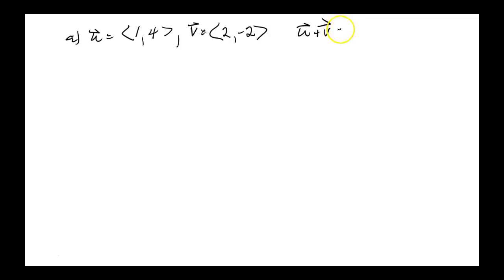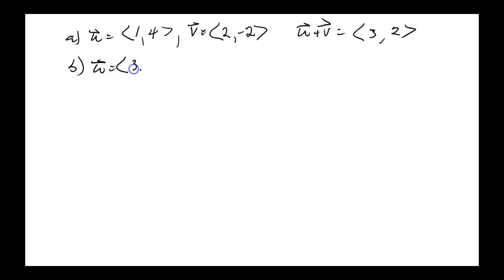2a. Vector U is 1, 4, again in 2 space. Vector V is 2, negative 2. And what does it ask for? Find the sum of those 2 vectors. U plus V without too much effort would be what? 3, 2. Got it.